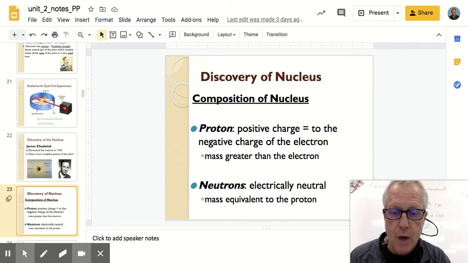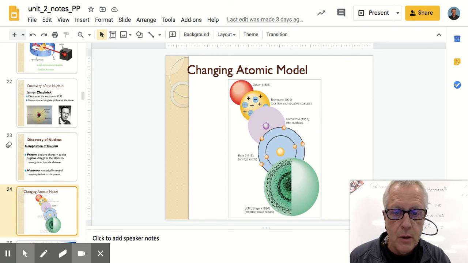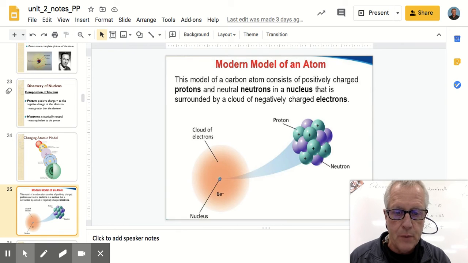Today, we know that the atomic model of the atom includes a central nucleus that's positively charged, but we also know there are neutrons, and that the electrons literally exist in cloud-like structures around the outside of the nucleus. So that's the modern day atomic structure model.